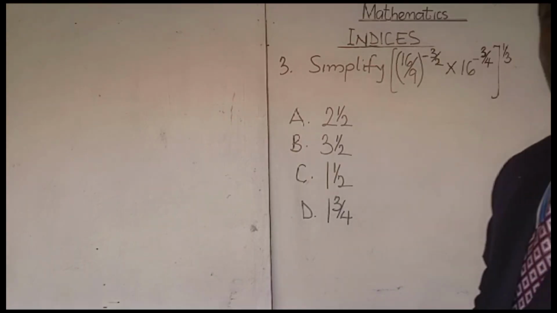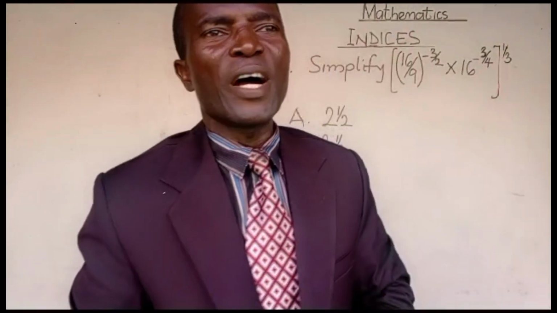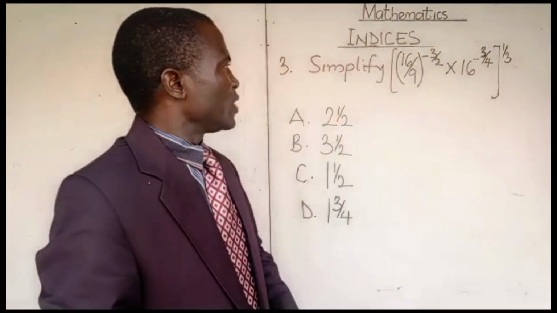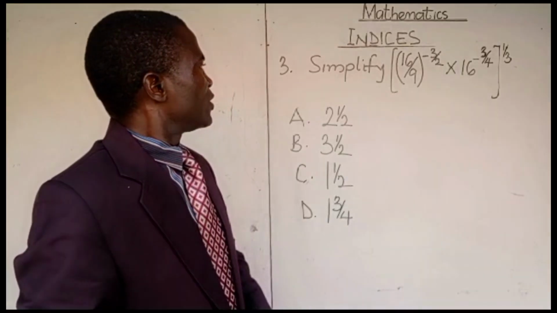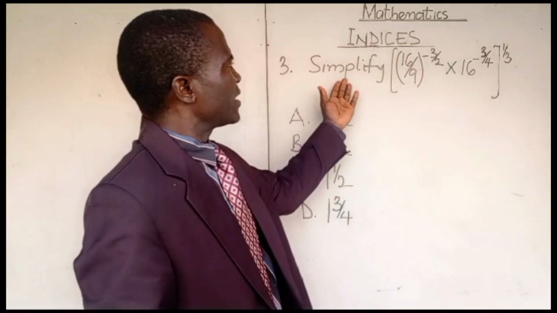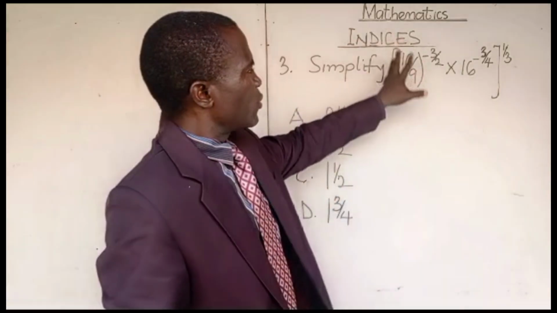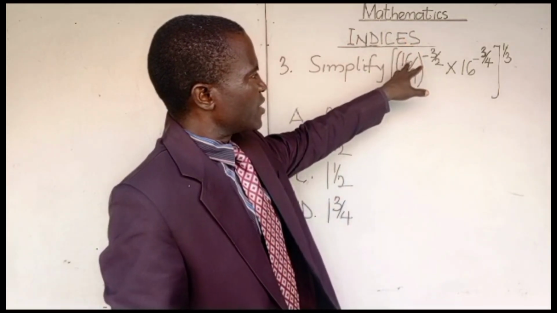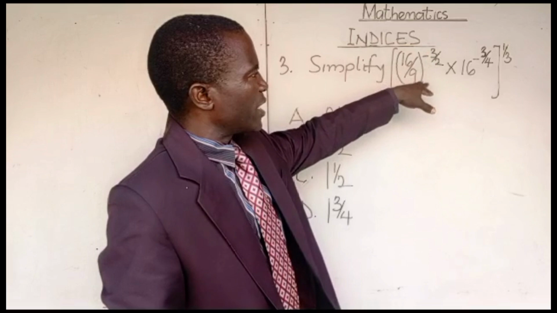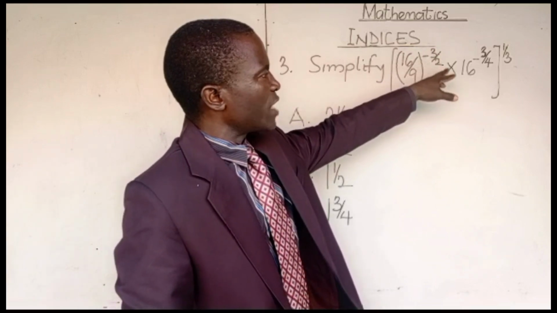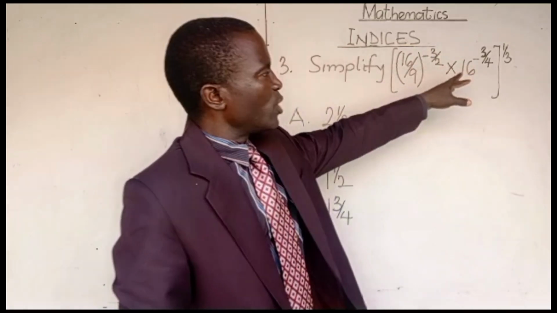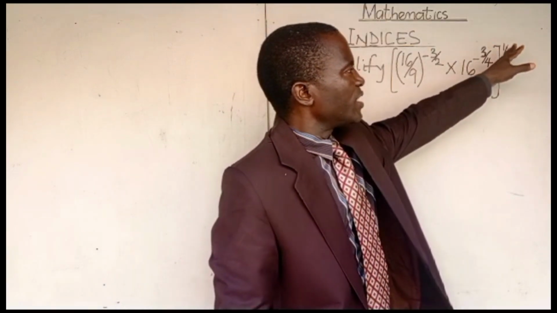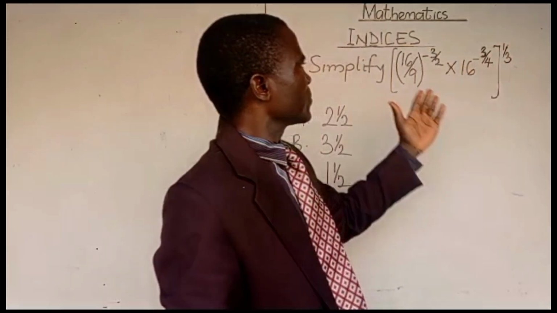In question 3, as specified by WAEC and NECO past questions of this year, the question says simplify the square root of open brackets 16 all over 9 close bracket raised to power 3 over 2 times 16 raised to power minus 3 over 2, close the bracket. Then there is 1 over 3.